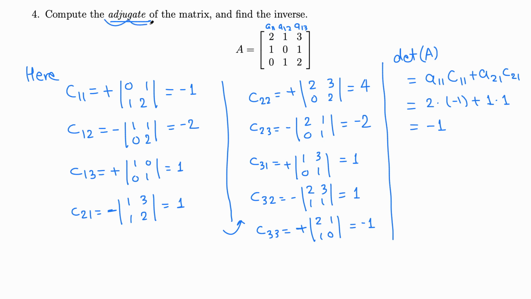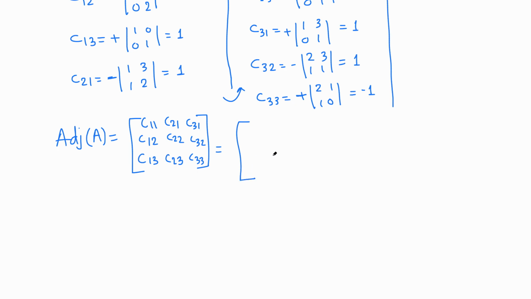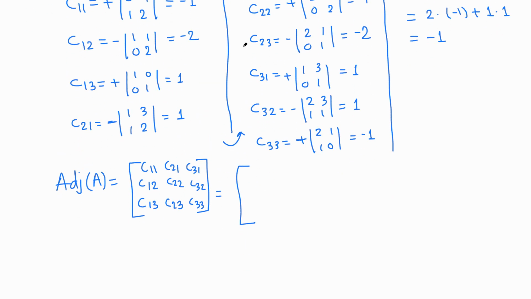Now we can find the adjugate of this matrix. Adjugate of A is just the matrix writing C11, C12, but we need to transpose, so C12 goes here, C13, C21, C22, C23, C31, C32, C33, which is just from here, negative 1, then negative 2, 1, here is 1, 4, negative 2, 1, 1, negative 1. So we have the adjugate of the matrix A.